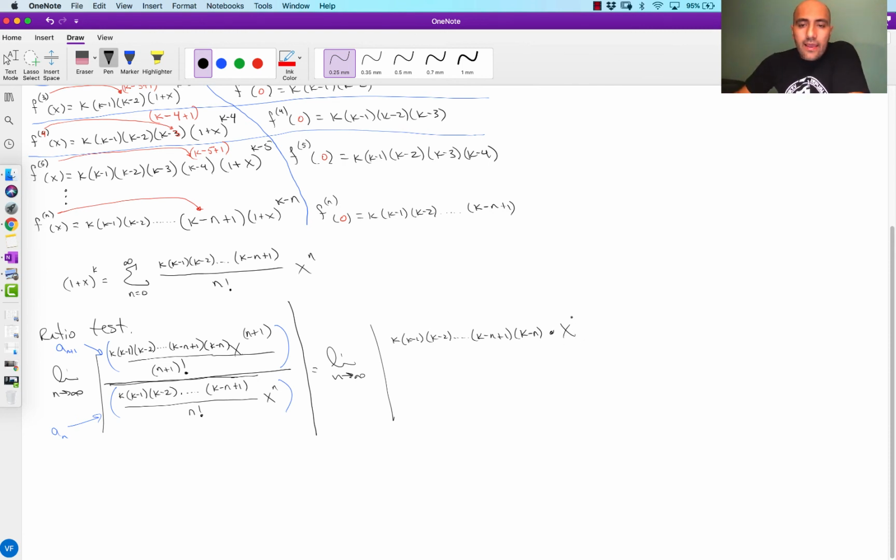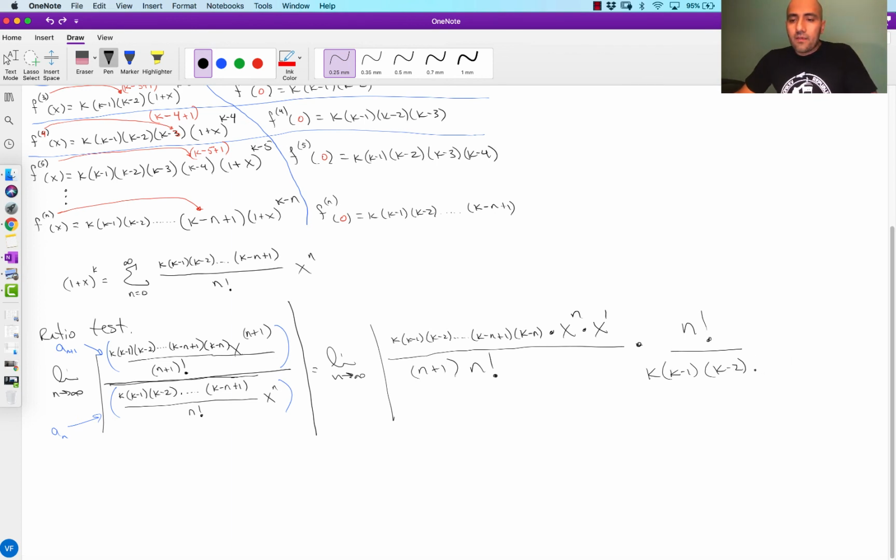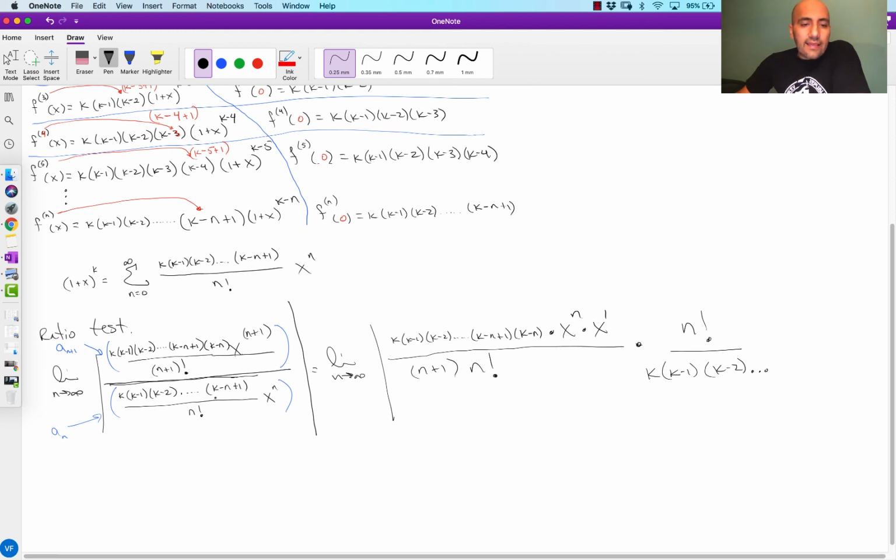And then we're going to multiply that by x to the power of n times x to the power of 1. That takes care of this line. Below that, we're going to have n plus 1 times n factorial times the reciprocal of the denominator, which will end up giving me n factorial divided by k minus 1, k minus 2, dot, dot, dot, and this one ended at k minus n plus 1. And then there's also this x to the power of n term there. Okay, all in a giant absolute value.